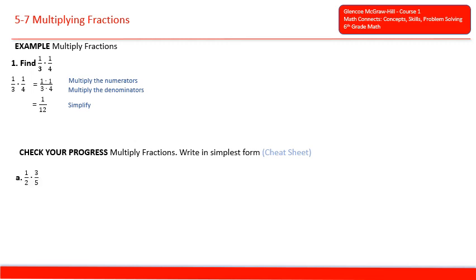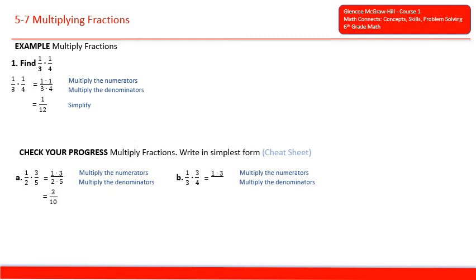Check your progress. 1/2 times 3/5. Multiply the numerators, 1 times 3, over, we're going to multiply the denominators, 2 times 5, so we get 3/10. 1/3 times 3/4. Multiply the numerators, 1 times 3, and then multiply the denominators, 3 times 4. We get 3/12, and we can find the greatest common factor of 3, and we get 1/4.